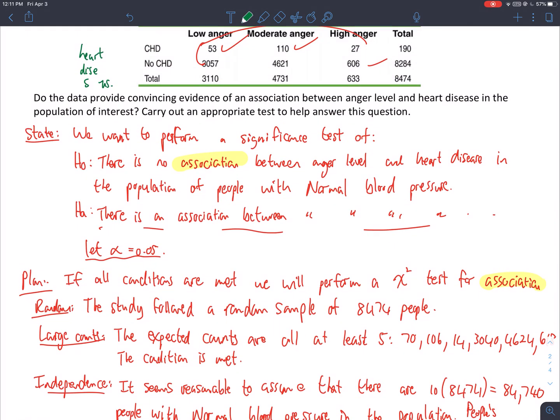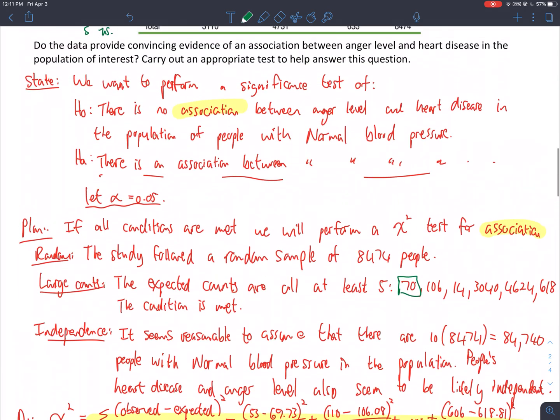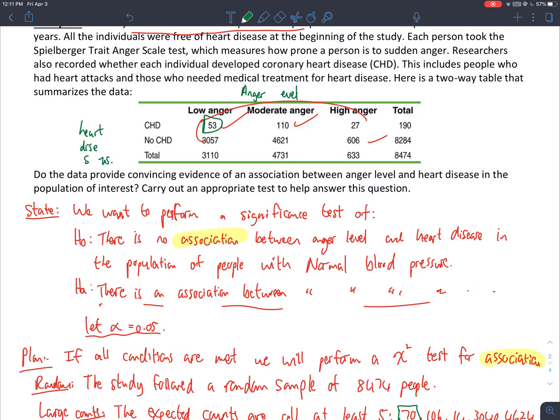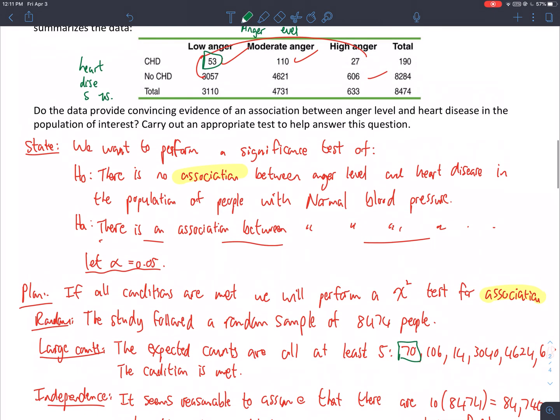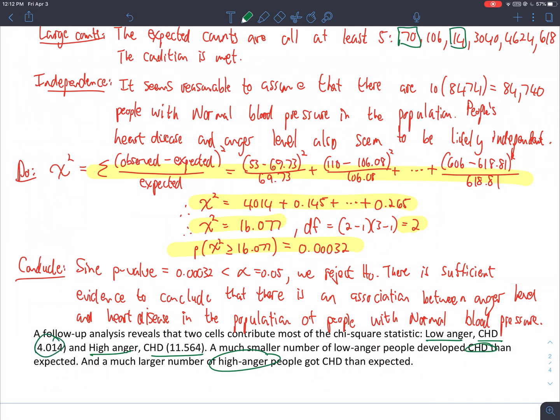Okay, low anger, our expected was 70 and our observed was only 53, quite a difference. And then high anger, the number we were talking about here, which is high anger chronic heart disease, we expected only 14 and we had 27. Okay, basically double of what we expected was observed. So those two, and of course these are the components, as in these numbers right here. Okay, but the components there are those which indicate clearly that those are the two things we need some follow-up study on. Okay, all right.